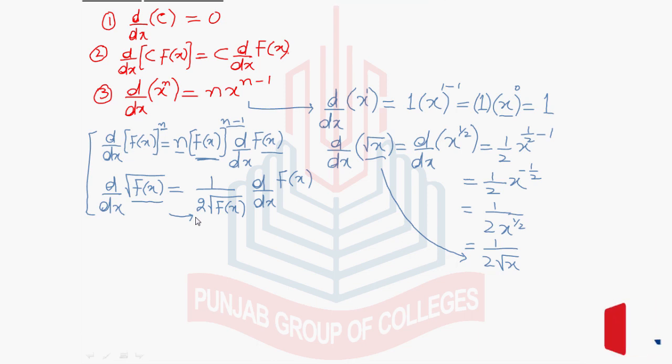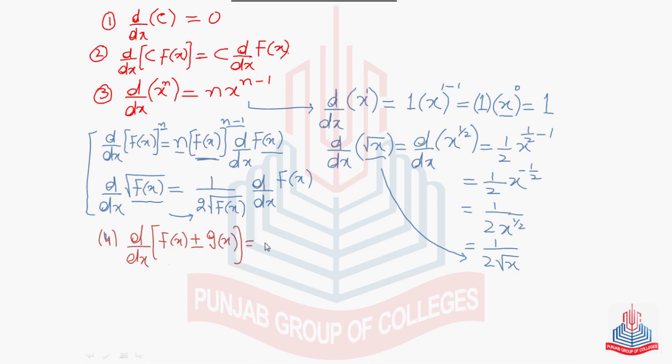Our next theorem was the sum or difference result: d by dx of f(x) plus or minus g(x). The derivative will apply on both of these functions separately. So this will become d by dx of f(x) plus or minus d by dx of g(x).